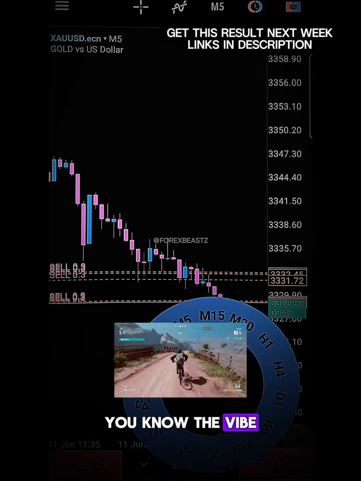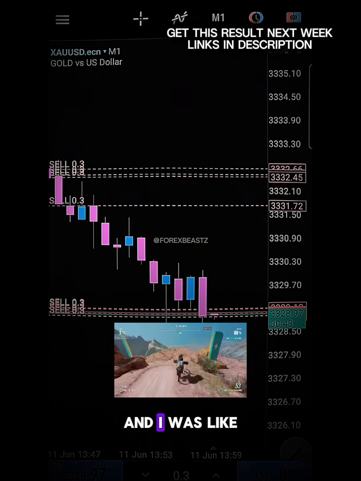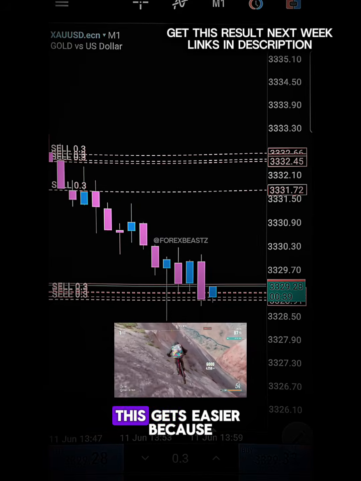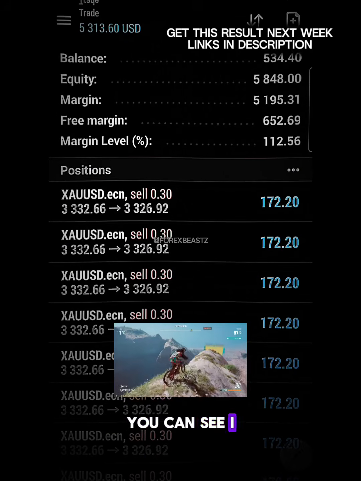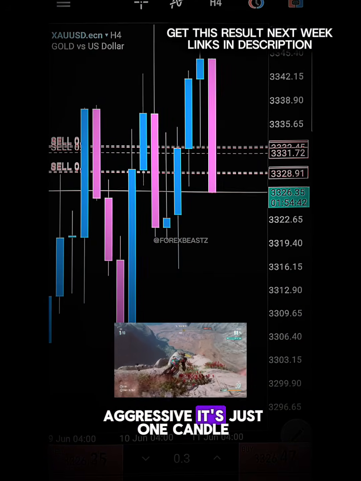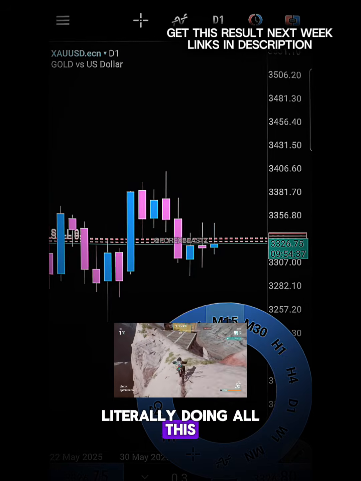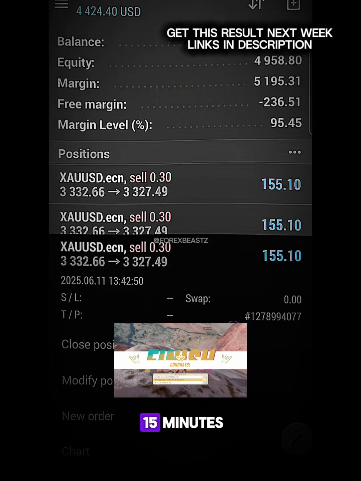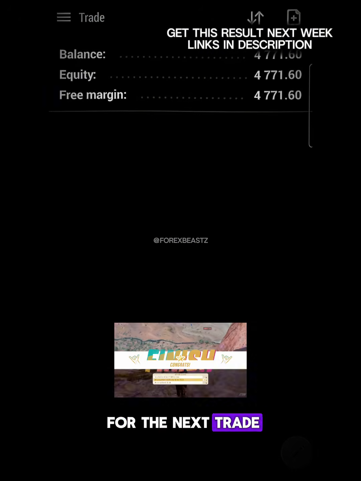So basically you can see there was no breakout happening yet, and I was like, oh my god. But with experience, this gets easier, because at the end of the day, you can see I was racking up a lot at this point in time. You can see how aggressive. It's just one candle that is literally doing all this. Imagine. And this all happened in less than 15 minutes. So at this moment in time, you want to close. And for the next trade, I was buying.